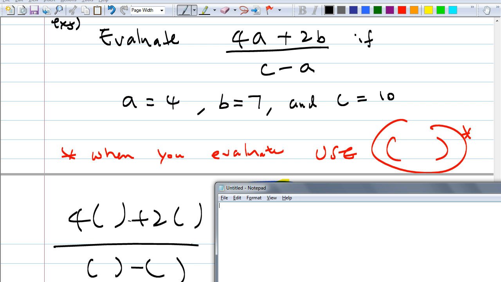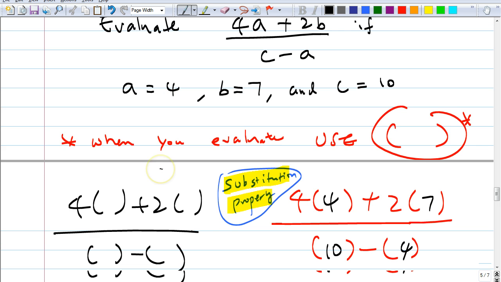So it's a good idea, whenever you evaluate or plug in things, to use parentheses. And of course, what property are we using? We're using the substitution property, aren't we? They're the same value. You're plugging in. So go ahead, everybody simplify this now and tell me what you get.